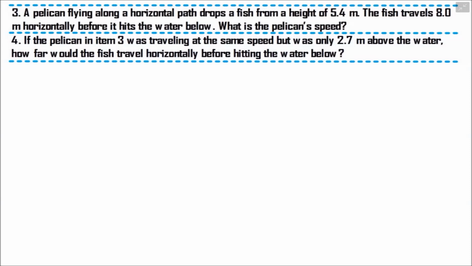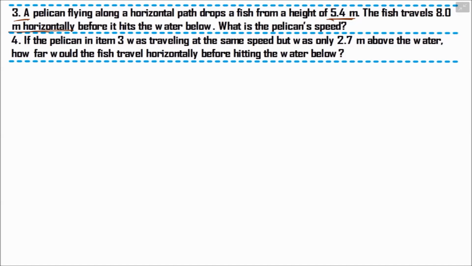Hello, welcome everyone. In the third question, it says a pelican flying along a horizontal path drops a fish from a height of 5.4 meters. The fish travels 8 meters horizontally before it strikes the water below. What is the pelican's speed?